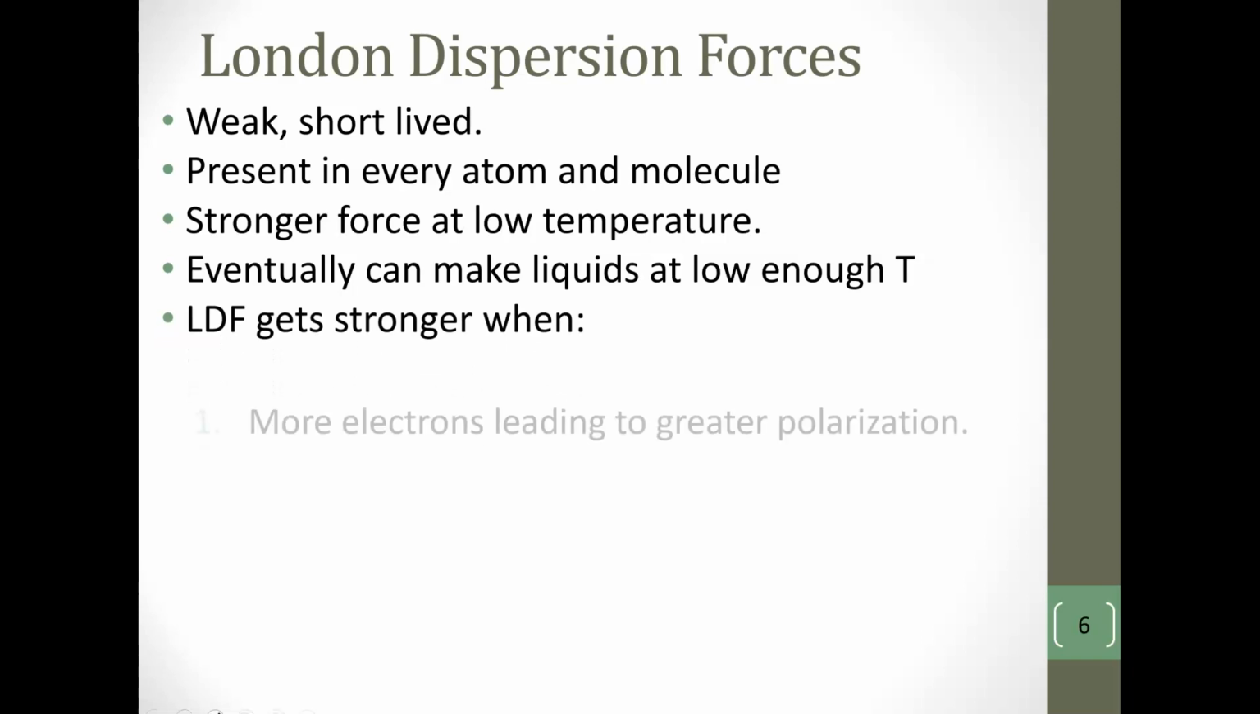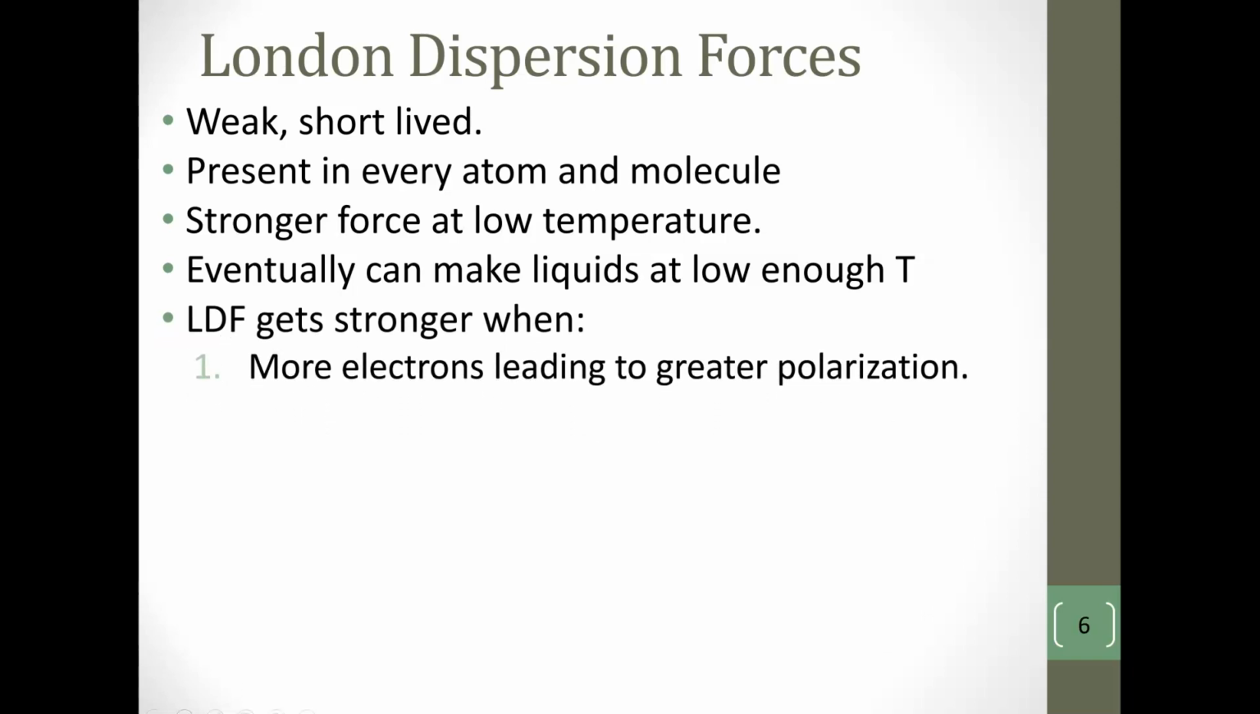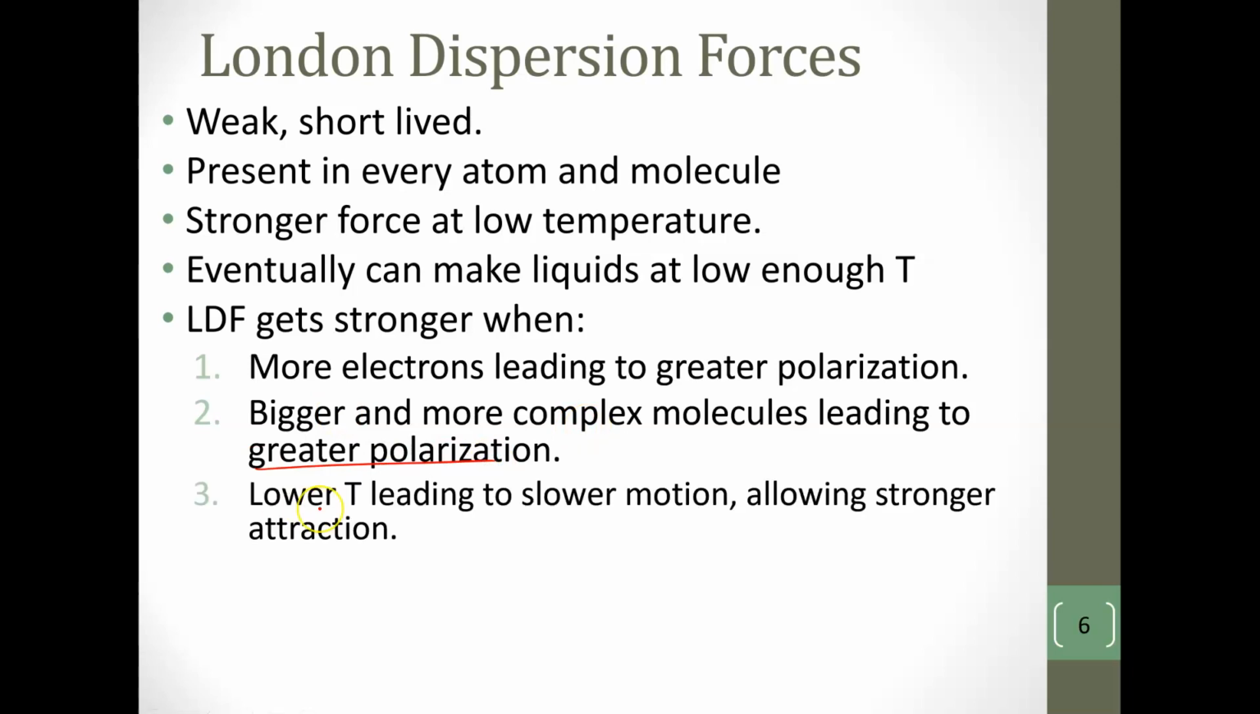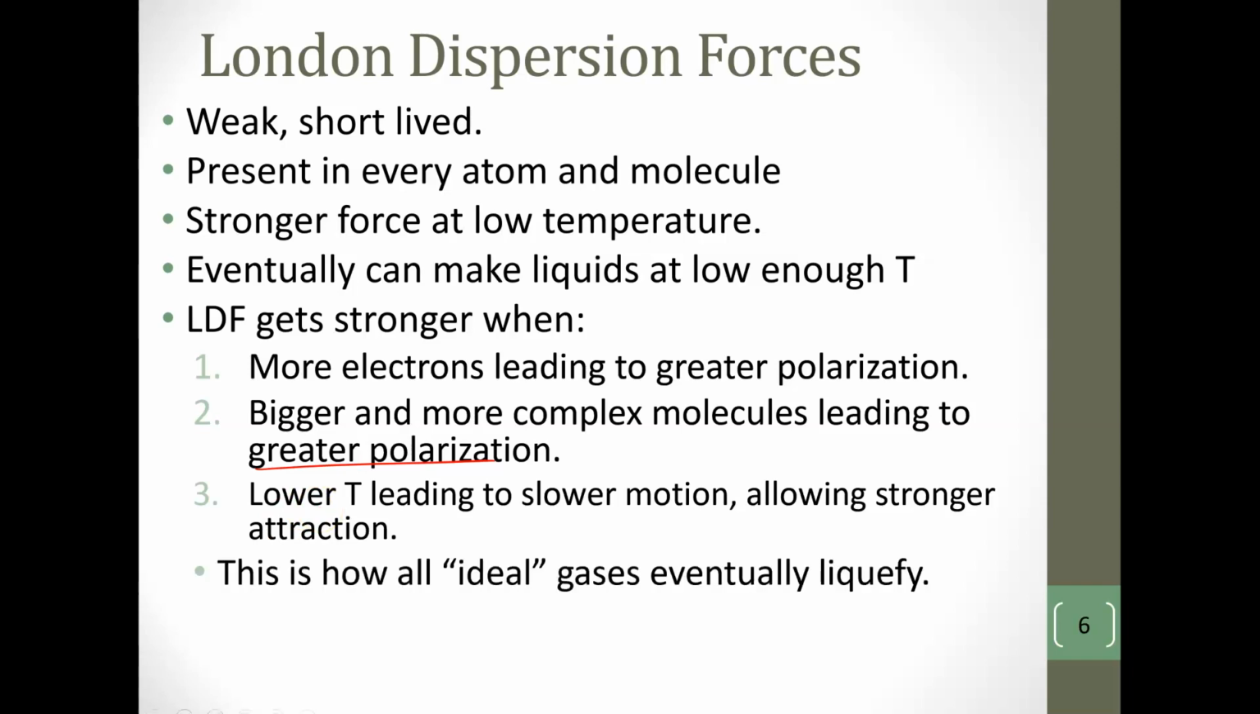And it gets stronger when you have more electrons, leading to greater polarization, meaning bigger. If you have a bigger and a more complex molecule, you get greater polarization and it becomes stronger. And if temperature goes down, it's going to move slower, and so they're more strongly held together. And this is how everything eventually liquefies, including helium. Now, it has to be really cold to make helium turn into a liquid, because it's the closest thing we have to an ideal gas.